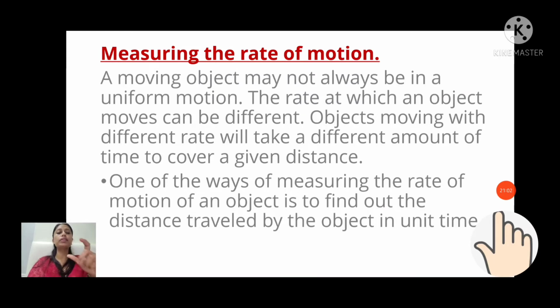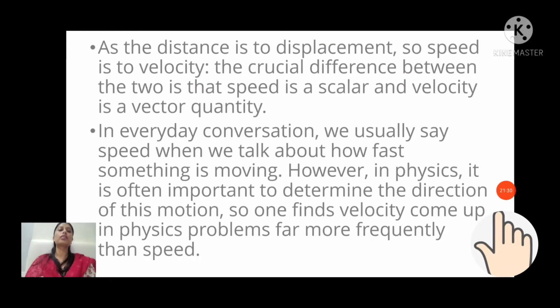The rate means what? Speed. Speed means the distance traveled divided by the time taken. If any object travels some distance in a unit time, then distance upon time gives you speed. If we find out how much distance is traveled in a unit time, then we can measure the rate of motion, meaning the speed of motion.